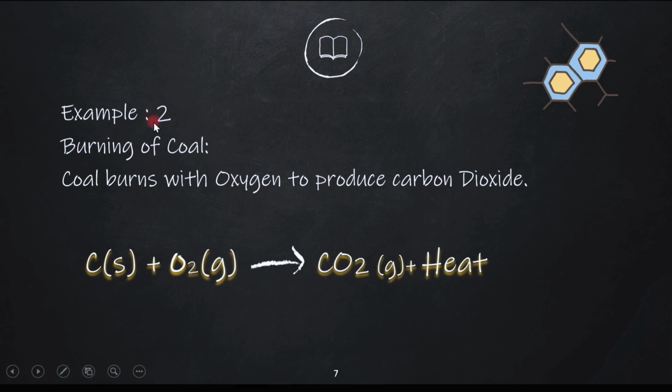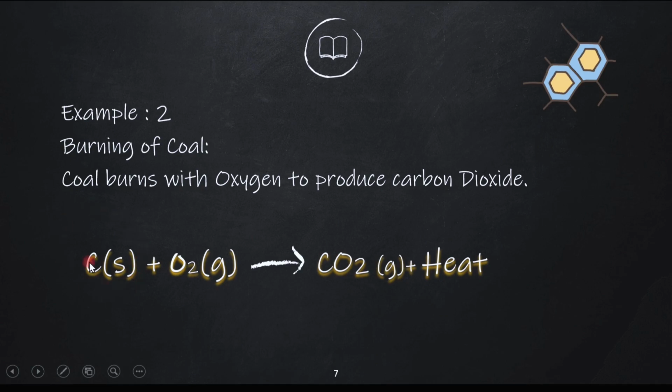Example 2. Burning of coal. Dear student, here coal burns with oxygen and it produces carbon dioxide. The coal readily reacts with oxygen and results in the formation of carbon dioxide. In this reaction, heat is also liberated.